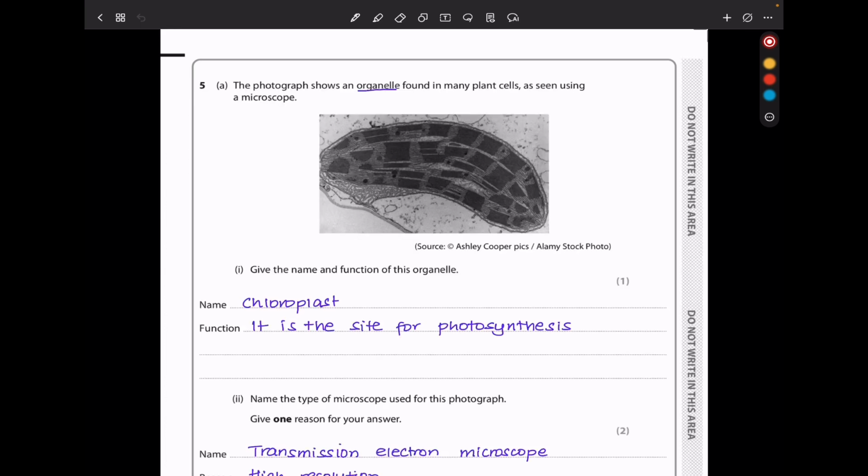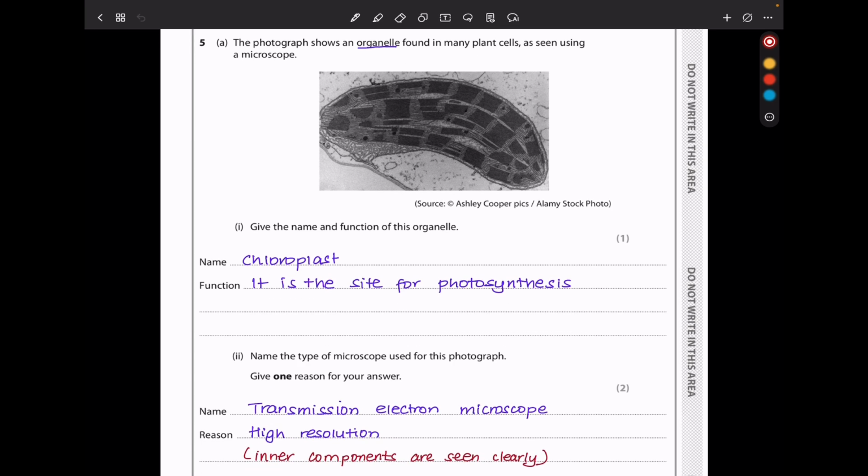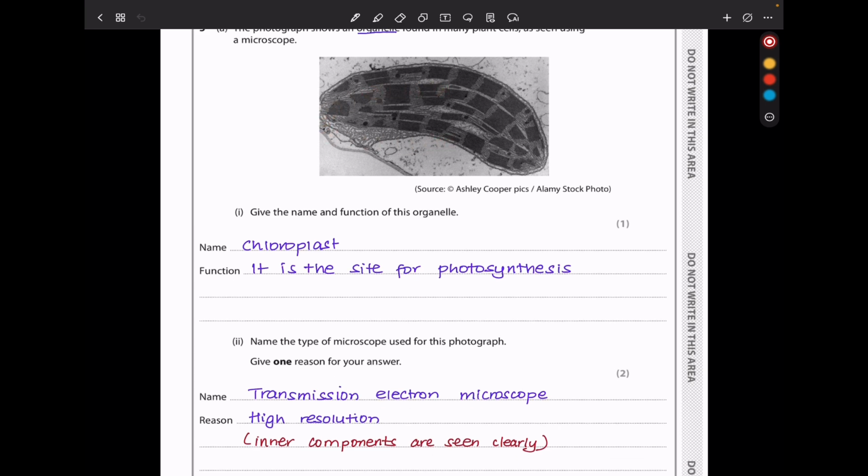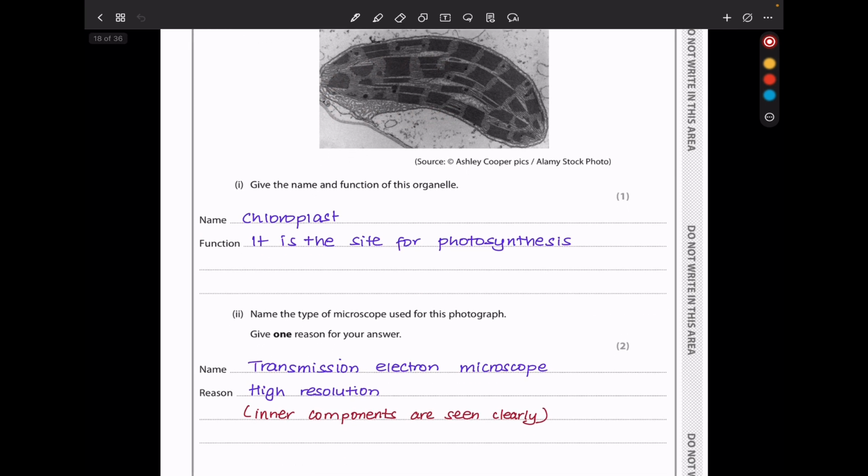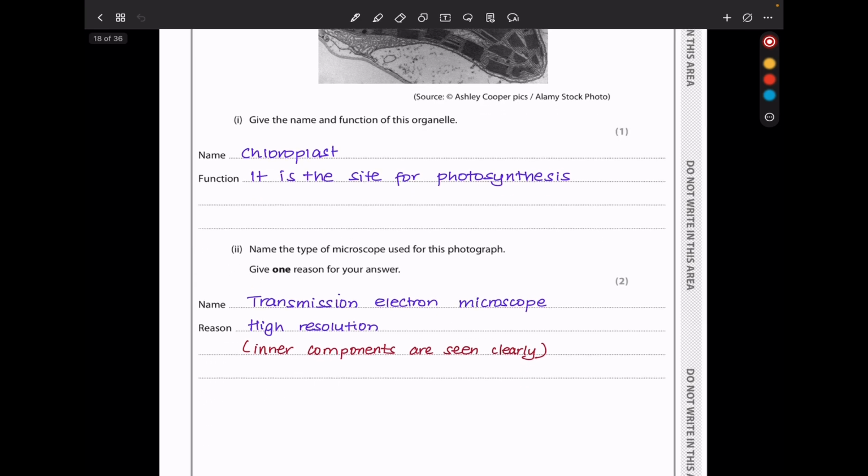In question 5, the photograph shows an organelle found in many plant cells as seen using a microscope. So this is the organelle, and we can see this is a chloroplast. They say give the name and function of this organelle. We could see it's a chloroplast because we can see the lamellae as well as the stacks of thylakoids, which make the grana. So here I said it's a chloroplast, and the function is it's a site for photosynthesis.